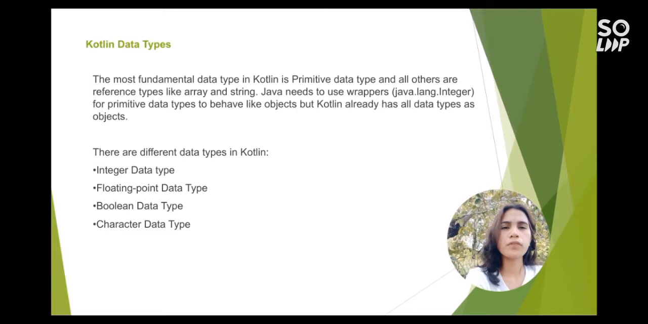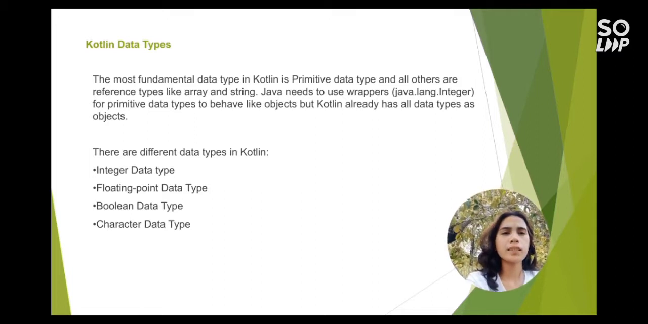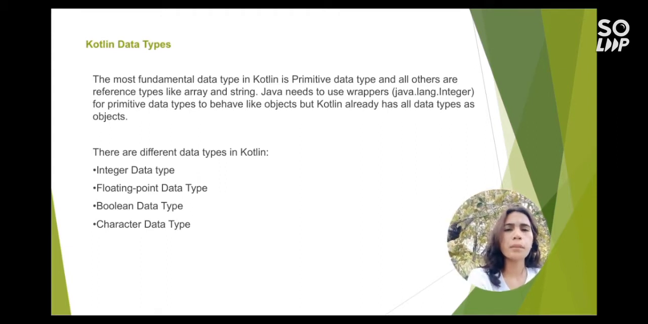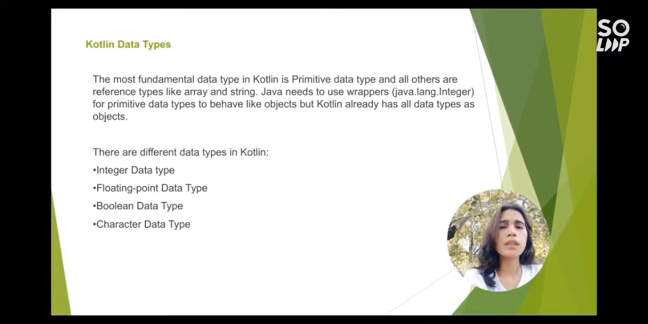Kotlin data type: the most fundamental data type in Kotlin is the primitive data type, and all others are reference types like array and string. Java needs to use wrappers for primitive data types to behave like objects, but Kotlin already has all data types as objects. There are different data types in Kotlin: integer data type, floating point data type, Boolean data type, and character data type. The integer data type contains an integer value.